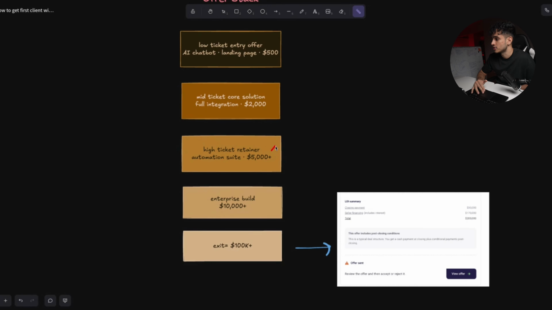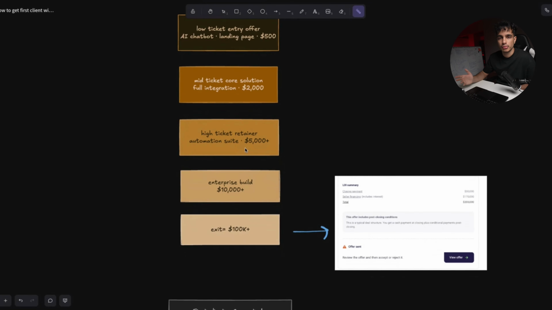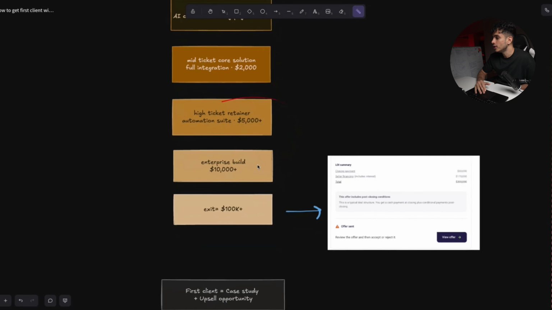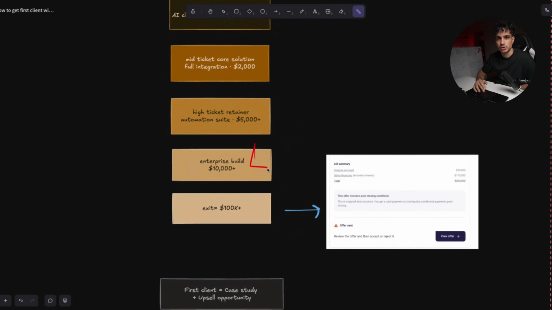This can go to $5,000 plus, all right, especially for small businesses, SMBs, or brick and mortars that are in your area. And after that, you can get a lot of testimonies on your website doing these high ticket retainer automation suites. And then you can lock in your first enterprise build. This is a client that will pay you 10, 20, 30, 50K even to build out entire AI employees and an AI operating system for that business.